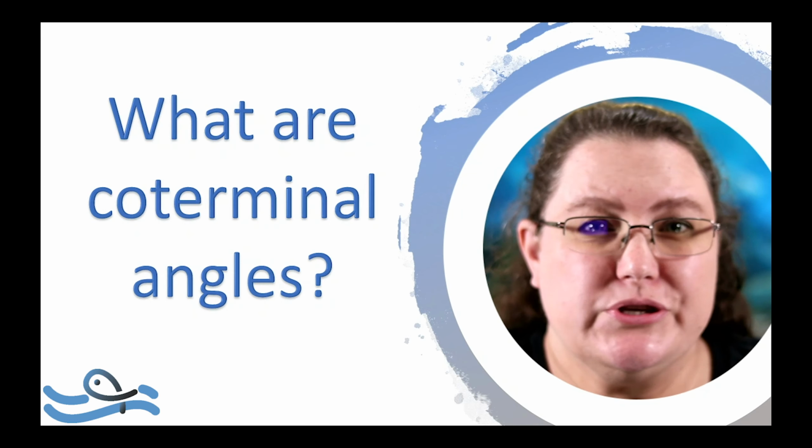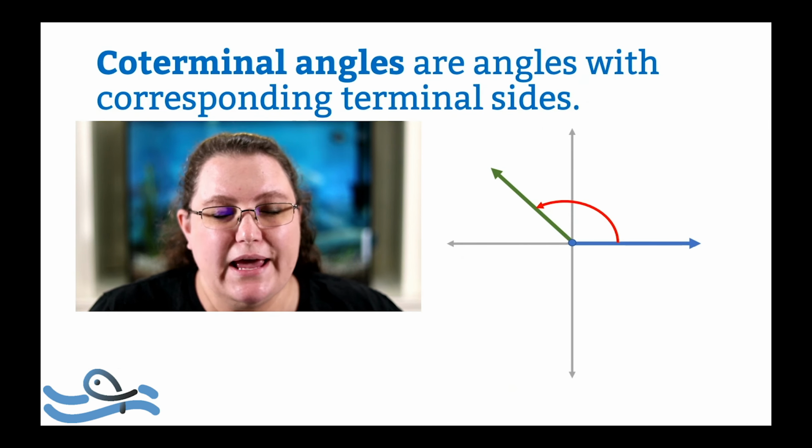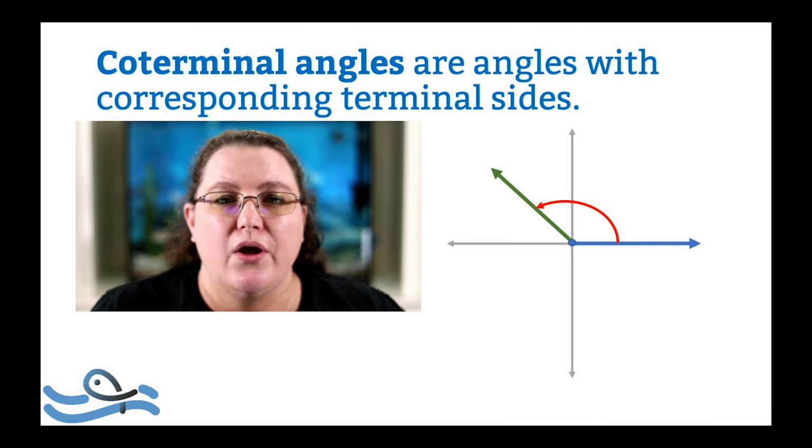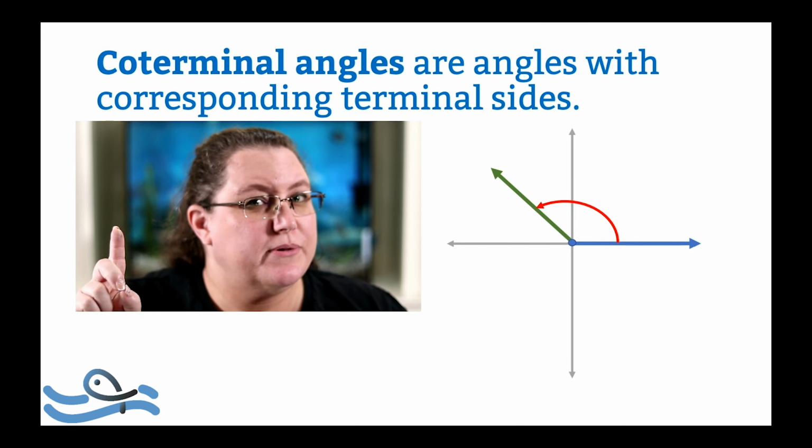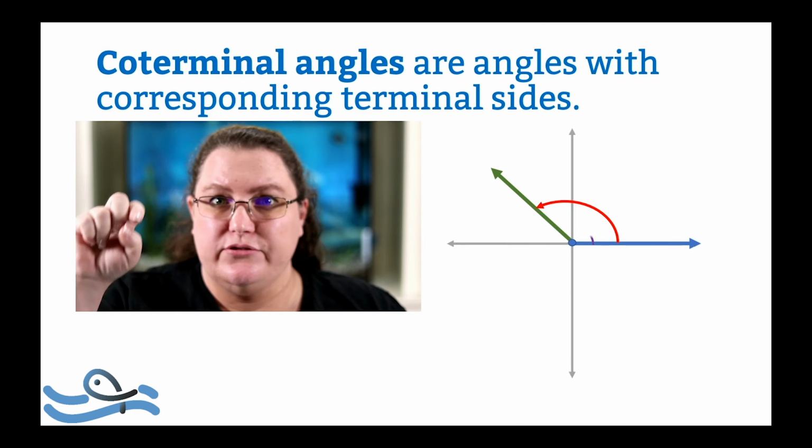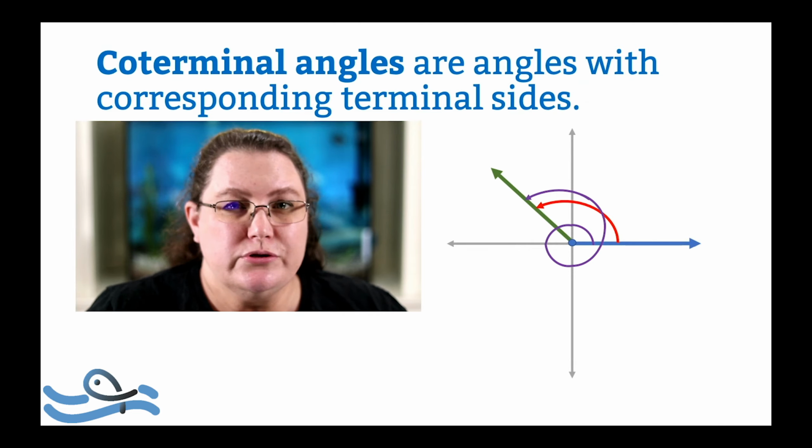What are coterminal angles? Coterminal angles are angles that have the same terminal side. Whether they go directly to the terminal side or they go around the circle one or more times, coterminal angles land in the same place.